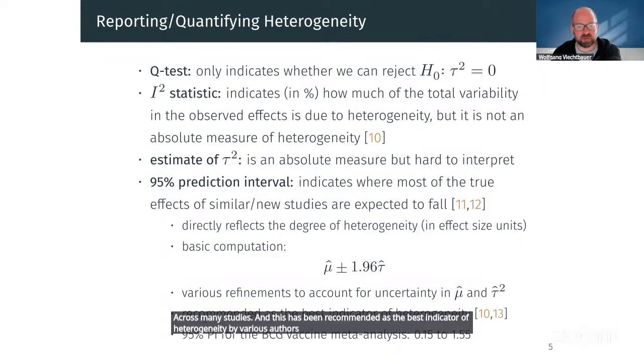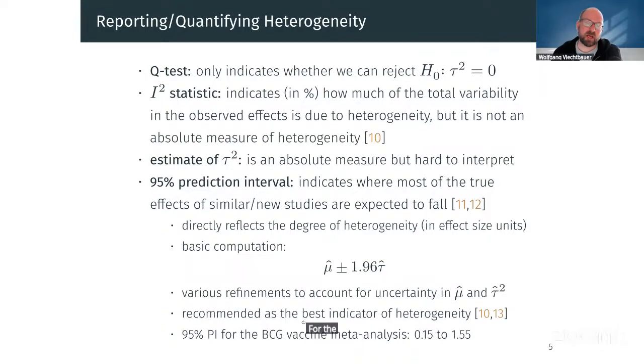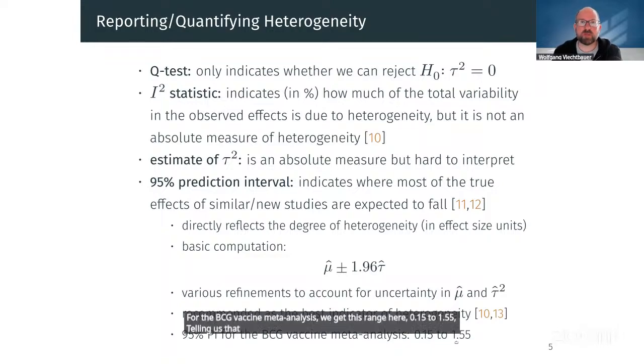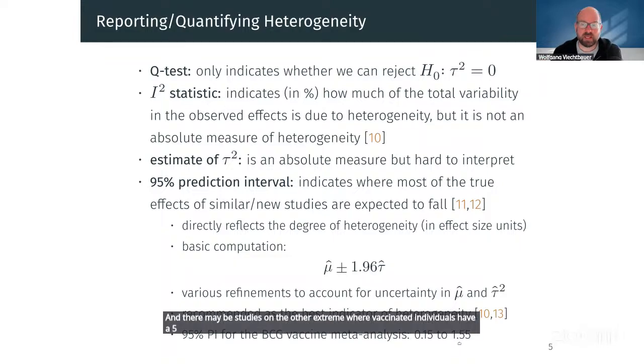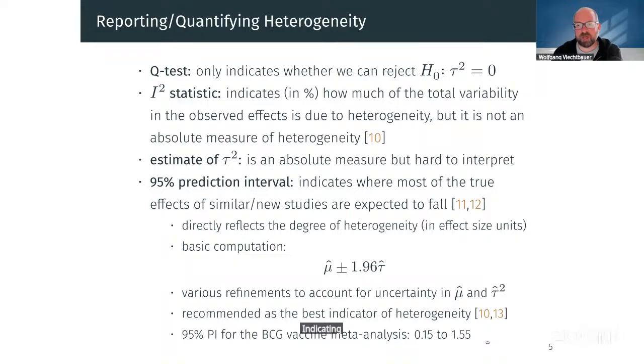Now, if we compute this here for the BCG vaccine meta-analysis, we get this range here, 0.15 to 1.55, telling us that on the one extreme, there might be studies where vaccinated individuals have an 85% lower infection risk. And there may be studies on the other extreme where vaccinated individuals have a 55% higher infection risk. So this is a quite wide range of effects that we might see across studies, indicating a quite substantial amount of heterogeneity.